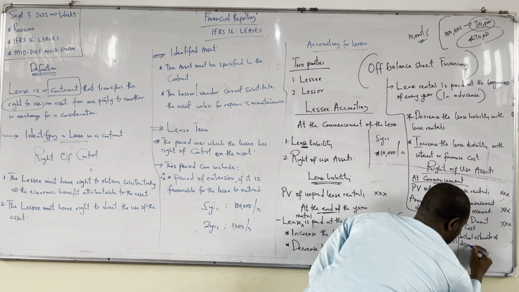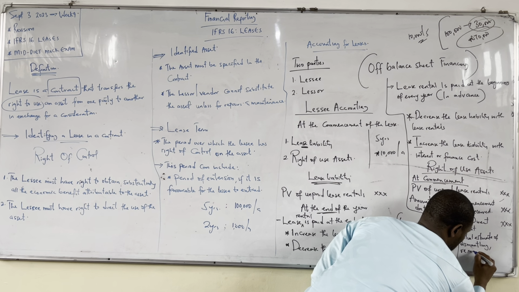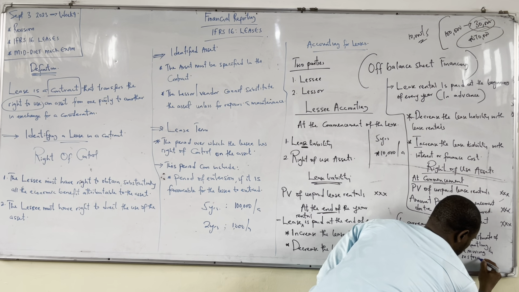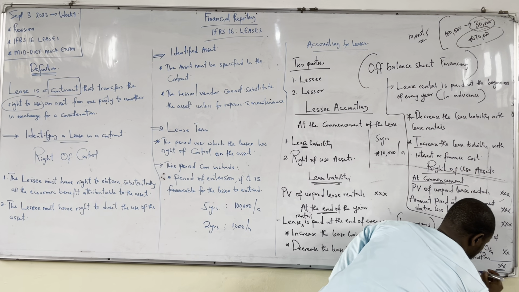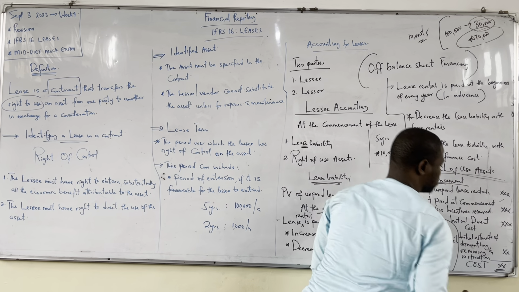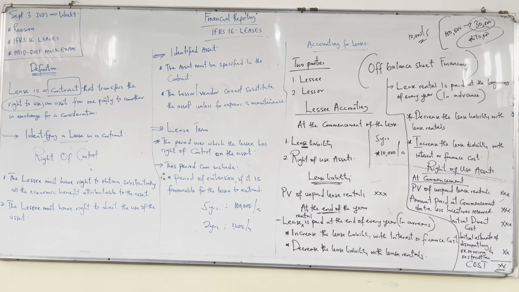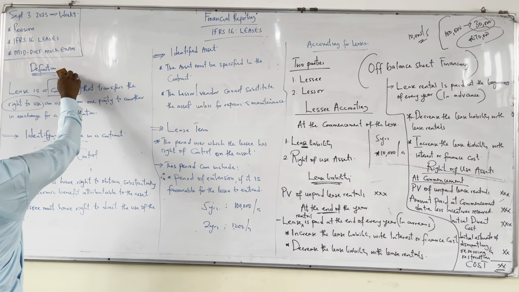Okay? So, initial estimate of dismantling, removal, and what? Restoration should be considered. So by the time you add all of this, that gives you the initial cost of the assets. That gives us the initial cost of the asset. What happens at the end of the year? Because this is just at commencement. What happens at the end of the year?